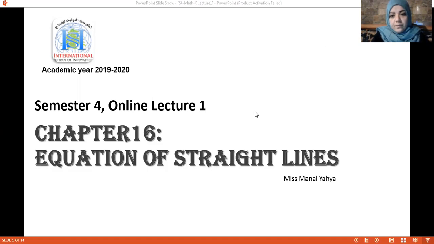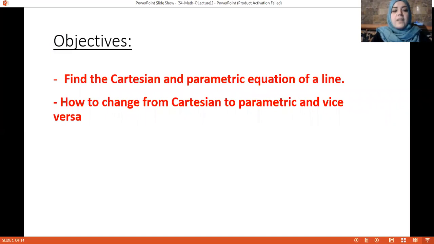Objectives for this part is to find something called the Cartesian and the parametric equation of a straight line. And how do I change from a Cartesian to parametric or from parametric to Cartesian?